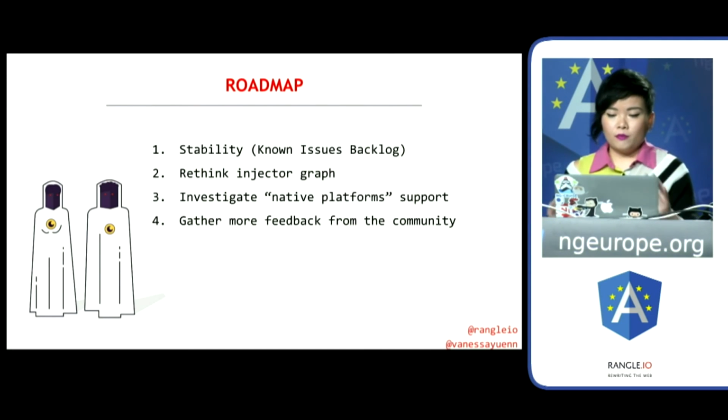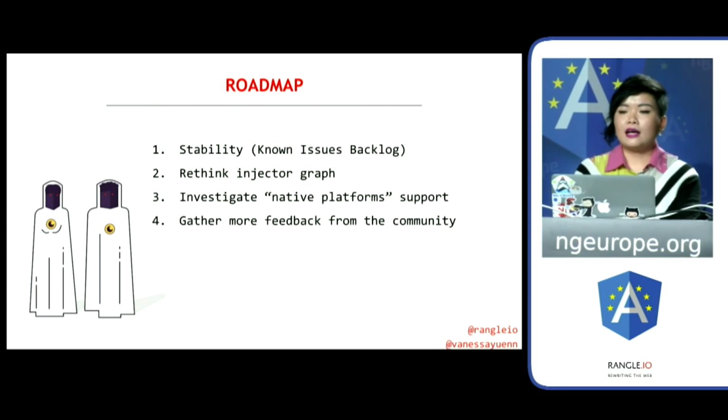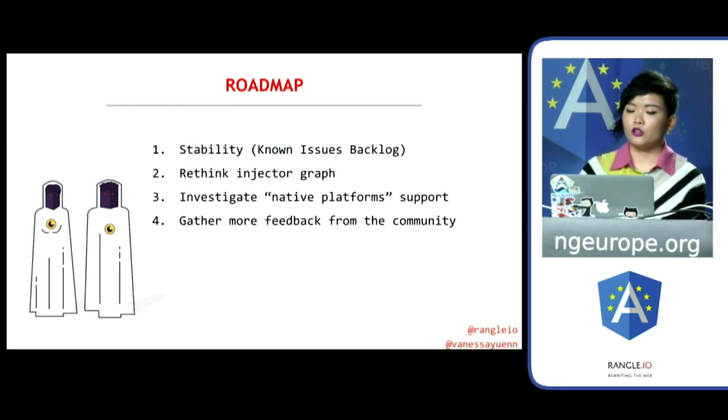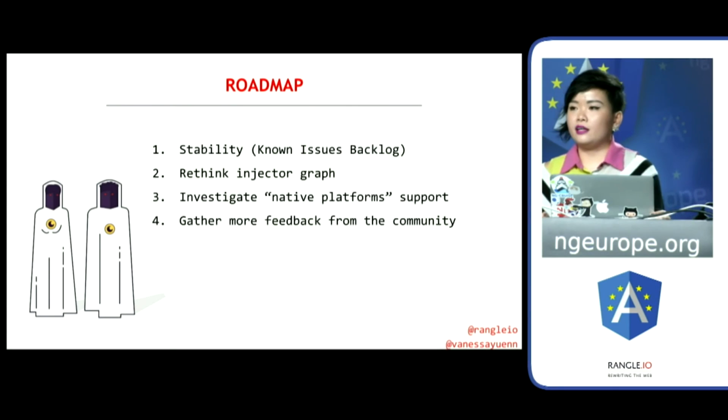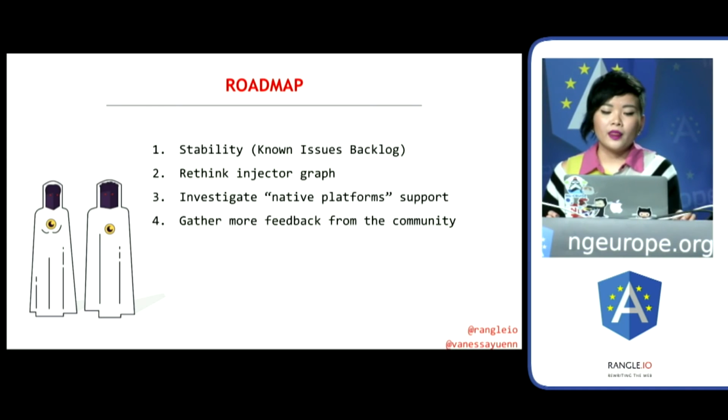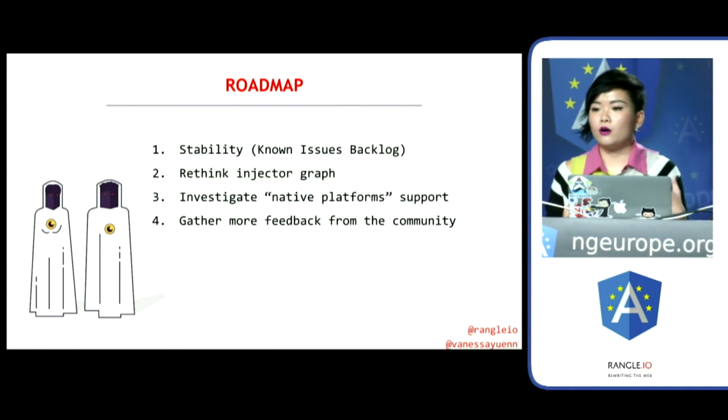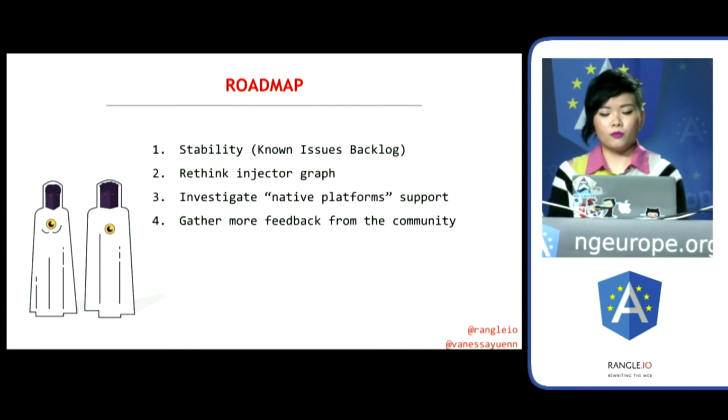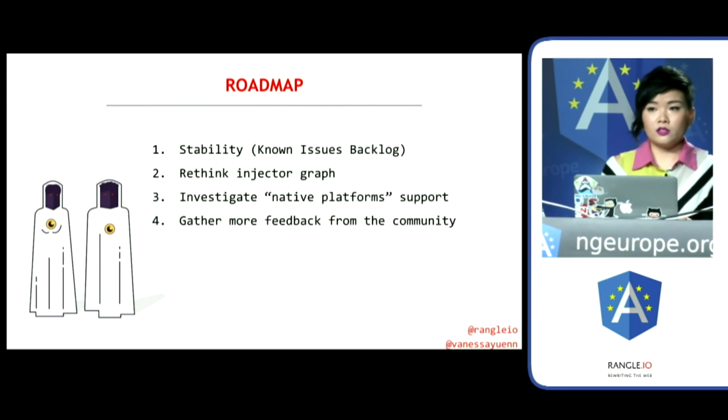So that's the present state of Augury. And as for the future, like I said, we have been working on a lot of optimizing it to make it work better for large size applications. And stability is definitely something that we've been working on a lot. And as I mentioned, with the introduction of ng module, we have to rethink how we should do the injector graph, how we want to display the data and make it more useful. And we'll also investigate more native platform support. This is really the focus of our team right now.